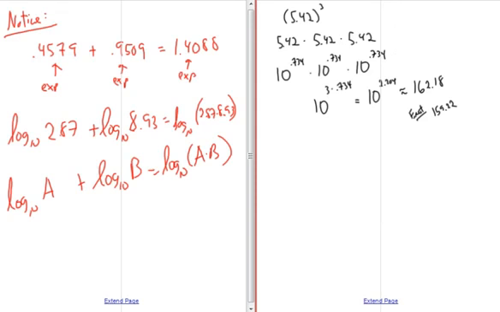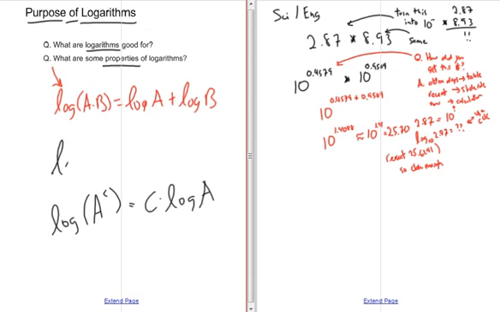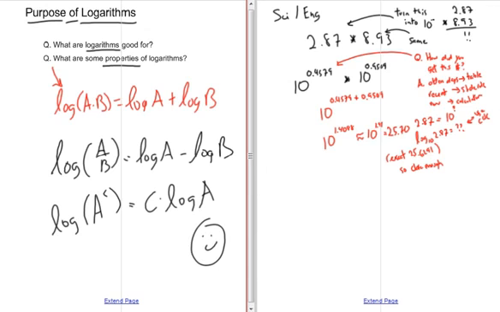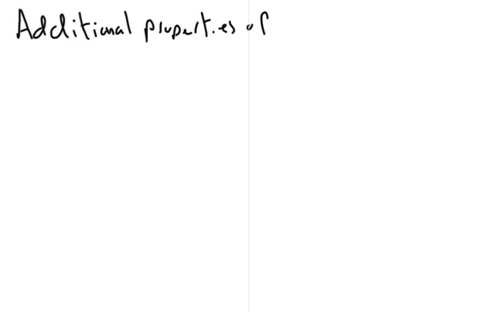We normally write the right side first. Going back here to our summary, we could say the log of A divided by B is equal to log A minus log B. And that's great. There are just a few more additional properties of logarithms that we're going to look at very quickly.